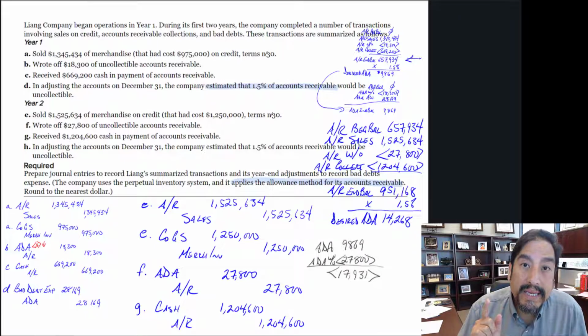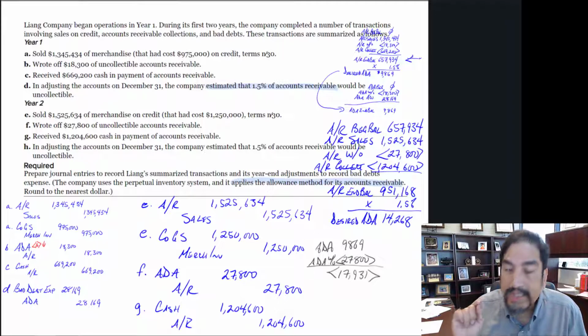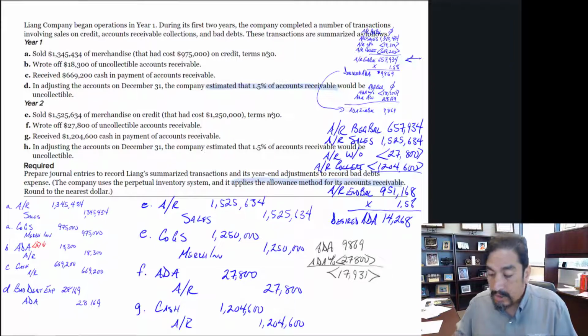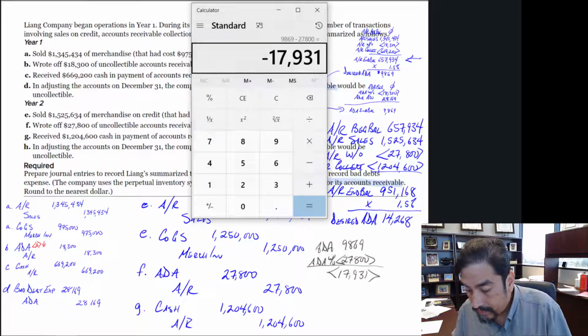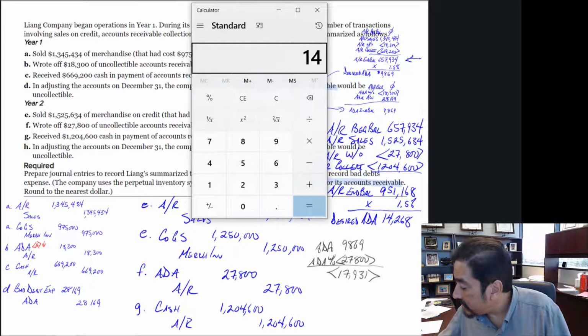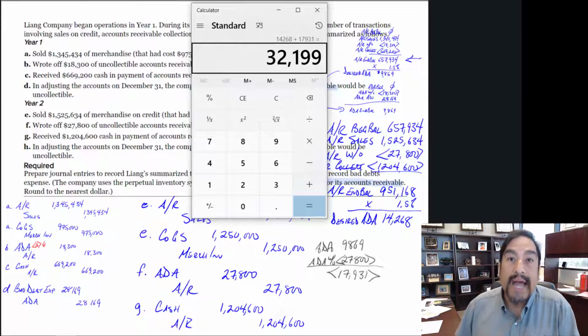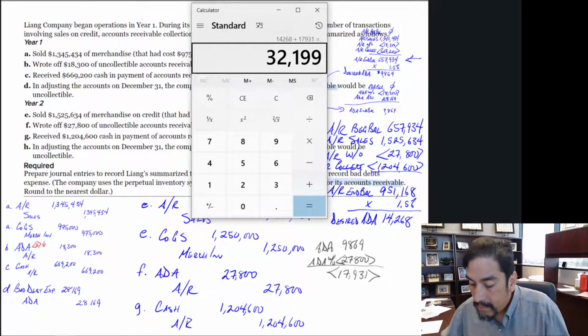I want to be at a positive 14,268. So I'm going to have to add those numbers. 14,268 and 17,931 is 32,199. That's my adjustment. 32,199.